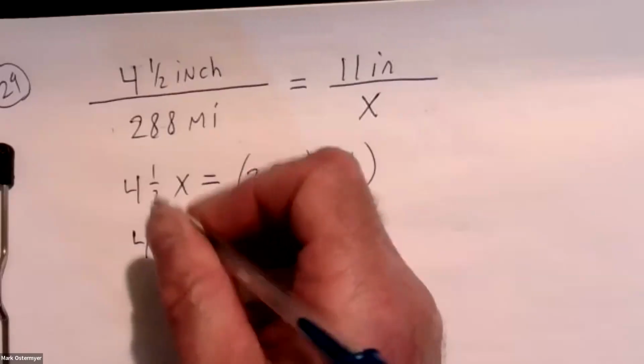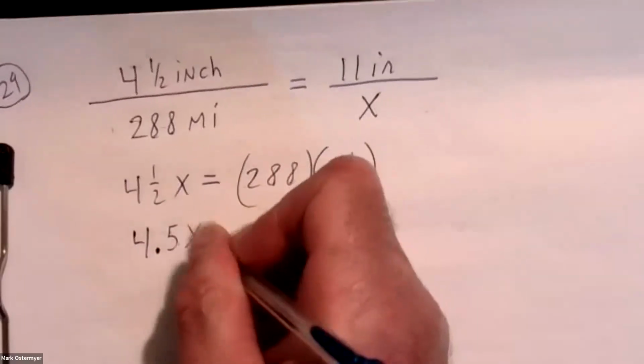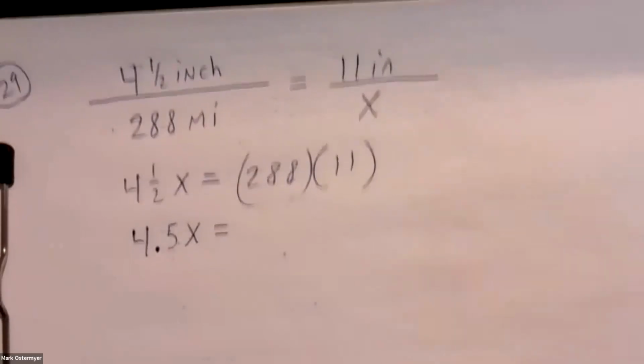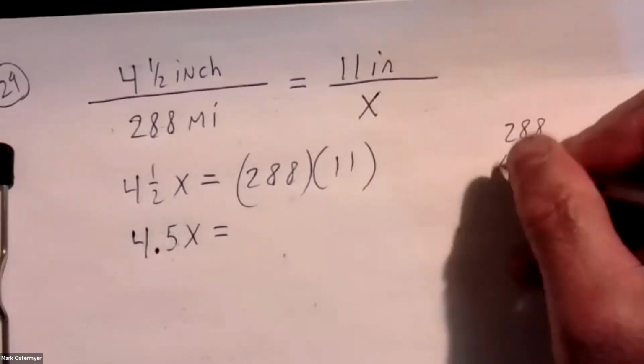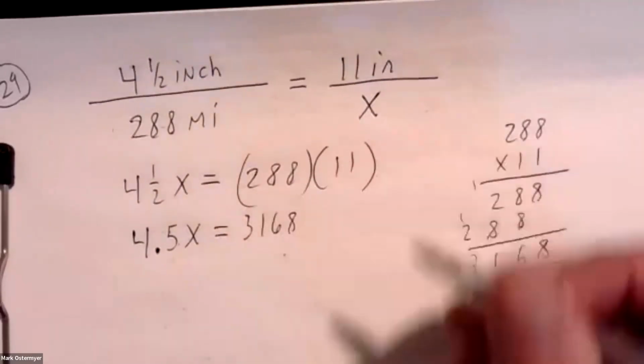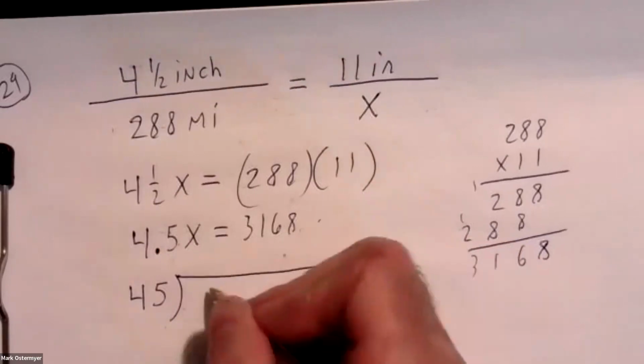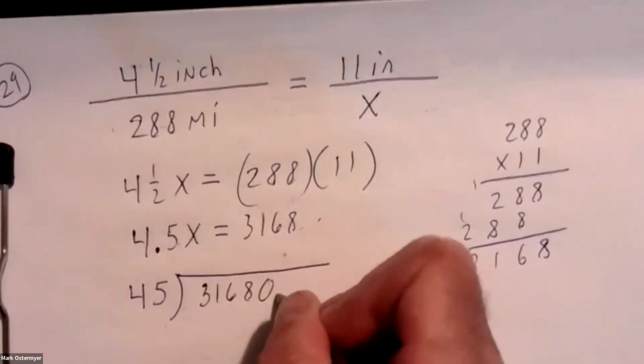Isn't 4.5 as a decimal, 4.5? Yes, correct. Let's turn that into something easier to deal with. What's 288 times 11? Let's go off to the side of our paper. The total will be 3168. Then we have to divide that by 4.5. We shift our decimal one place to the right, so we have to add a 0 to the dividend.